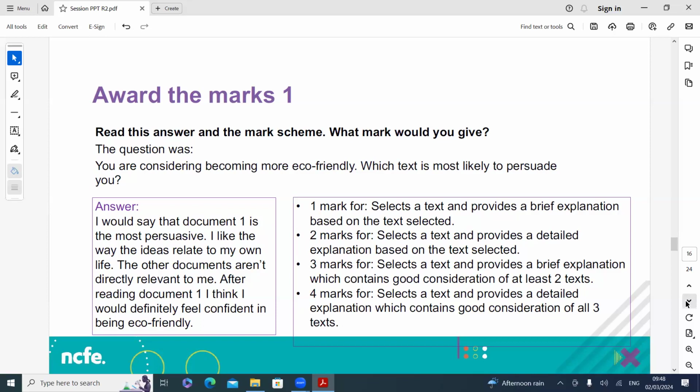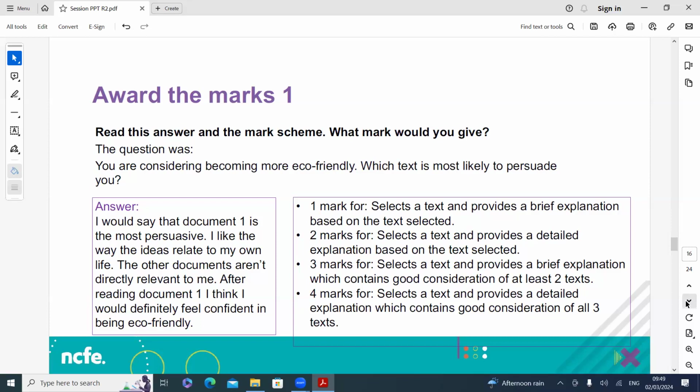And the answer written: I would say that document 1 is the most persuasive. I like the way the ideas relate to my own life. The other documents aren't directly relevant to me. After reading document 1, I think I would definitely feel confident in being eco-friendly.